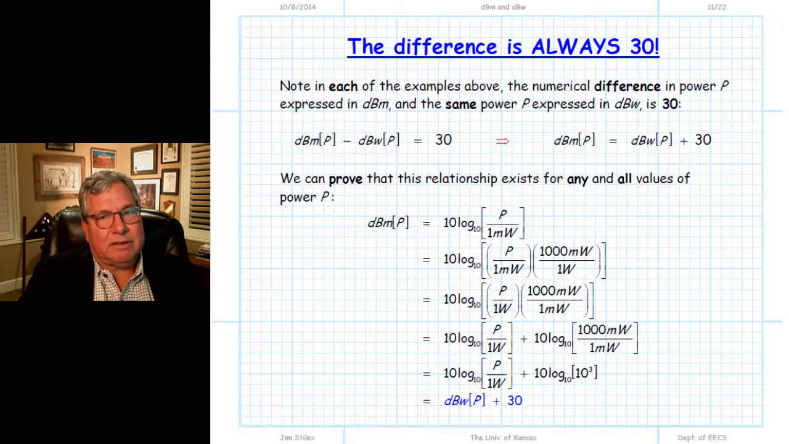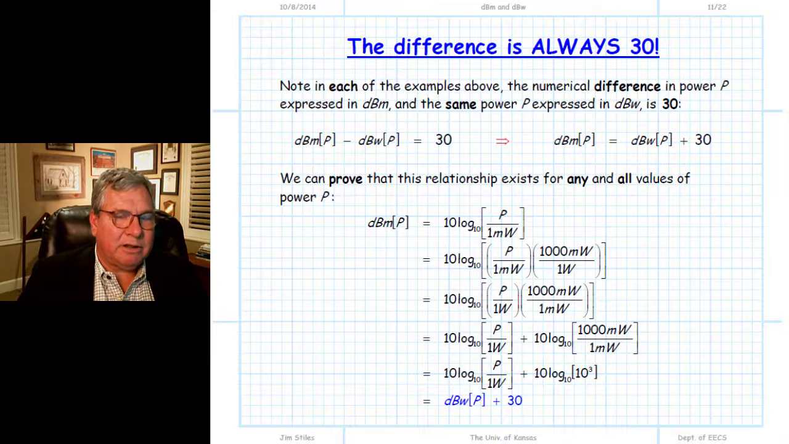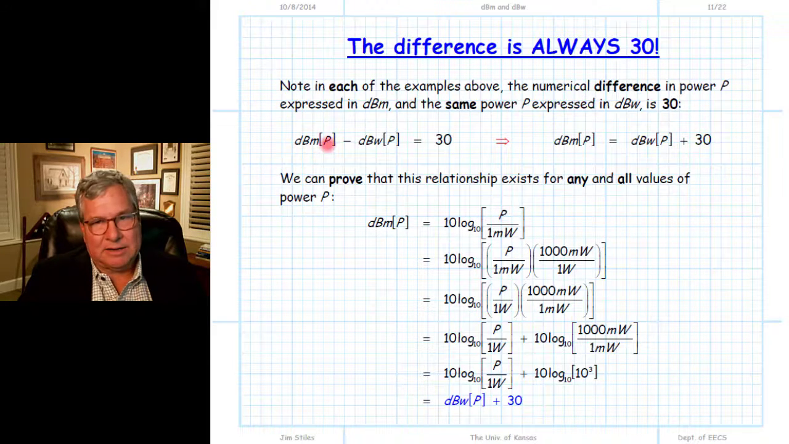This result, the fact that a power expressed in dBm is always a value of 30 larger than the same power expressed in dBw, is always true. And so we can say that the difference between the operator applied to some power P in dBm minus the same power applied to dBw is going to be 30, or written the other way, dBm is dBw plus the value of 30. And we can prove that, and show it here.